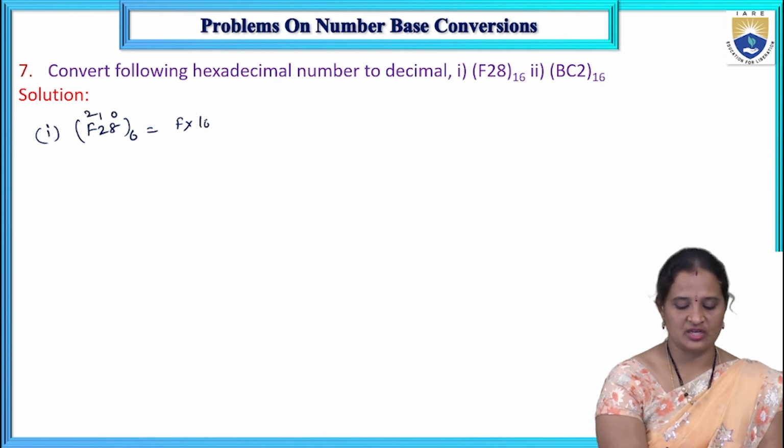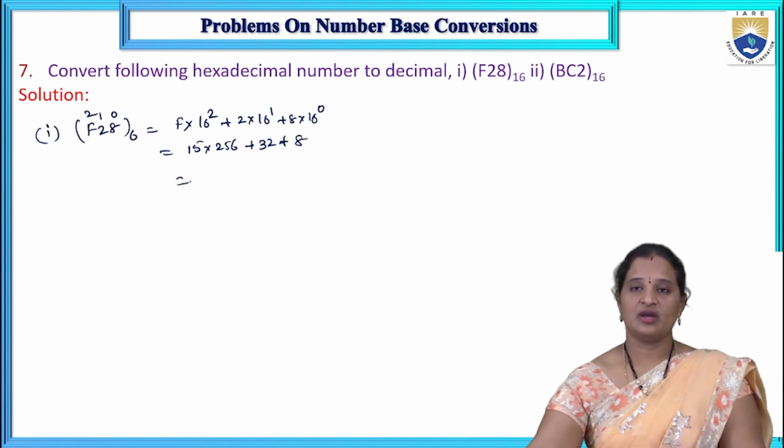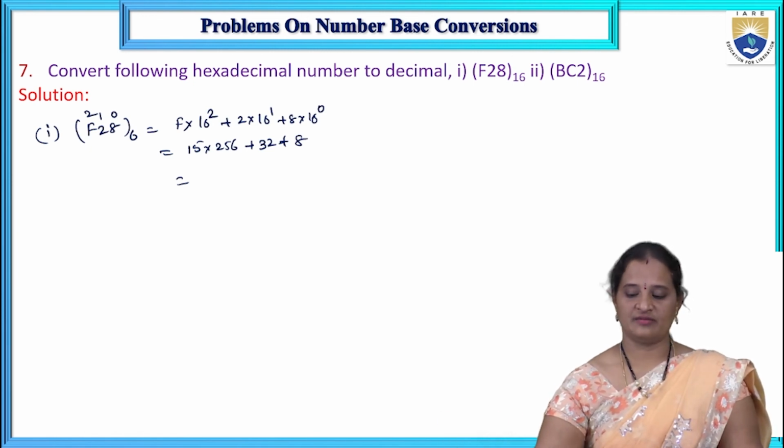F into 16 to the power of 2 plus 2 into 16 to the power of 1 plus 8 into 16 to the power of 0. So F is 15 into 256, plus 2 into 16, which is 32, plus 8 into 1, which is 8. So now we will get the final answer.